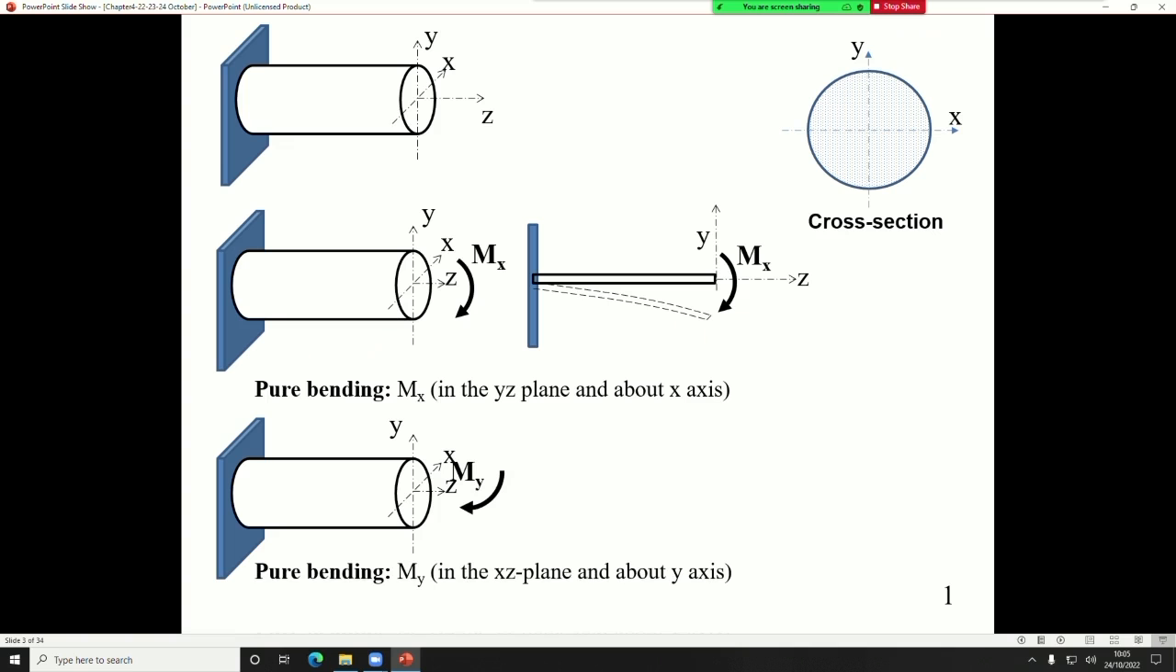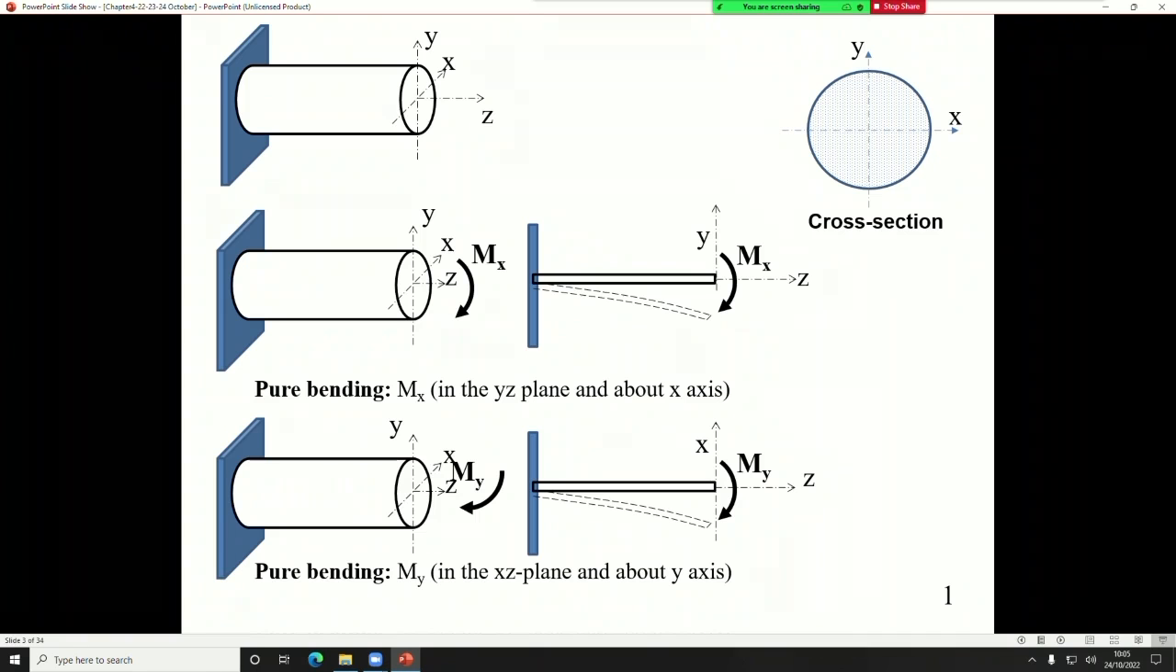So the second example, you can see the cross-section is subject to a moment. Again, the plane of the moment, which is the xz plane, is normal to the cross-section. So again, this moment is called a bending moment because it bends the beam about the y axis, and the deflection is in the x direction. So the planes of these two moments are normal to the section, so the effect is called bending.